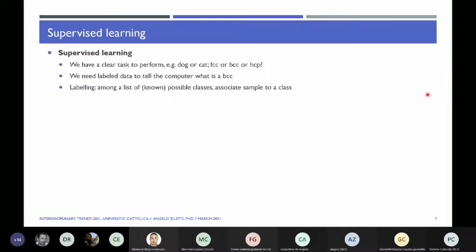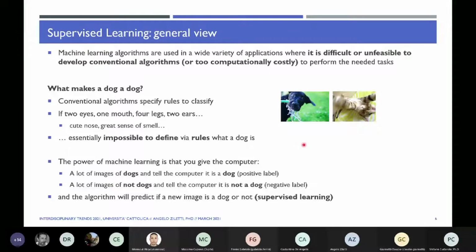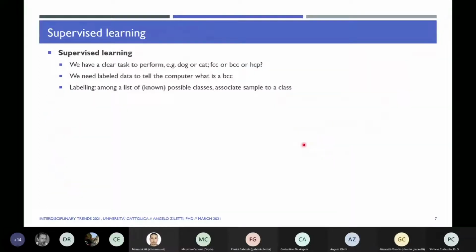And that's where machine learning comes into play. Imagine you want to train a computer vision task, and you give a lot of images of a dog, and you say, computer, that's a dog. And then you give lots of images that are not a dog, and you tell the computer that's not a dog. And the power of machine learning is that there are algorithms, in particular lots of deep learning algorithms, that can work and learn from data and then predict if a new image is a dog or not. And this is what is usually referred to as supervised learning.